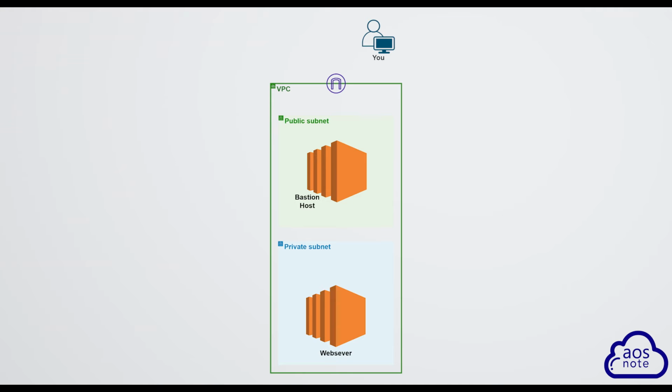public subnet. This EC2 instance we launch in the public subnet is called the Bastion host or jump box. Once we've launched this EC2 instance in the public subnet, we will SSH into it, and from this EC2 instance, we will SSH into our EC2 instance in the private subnet.